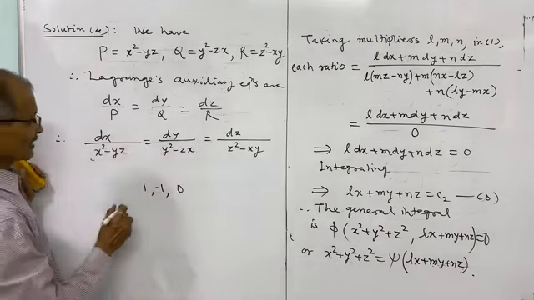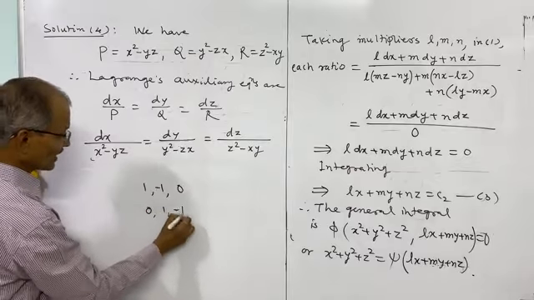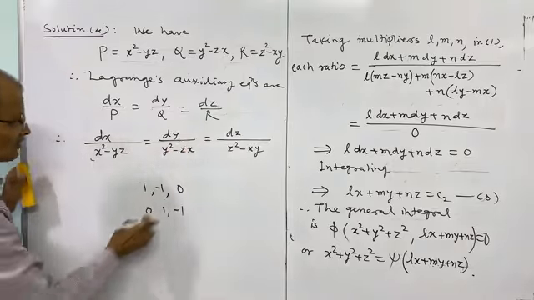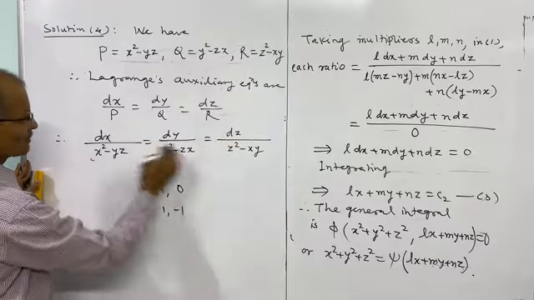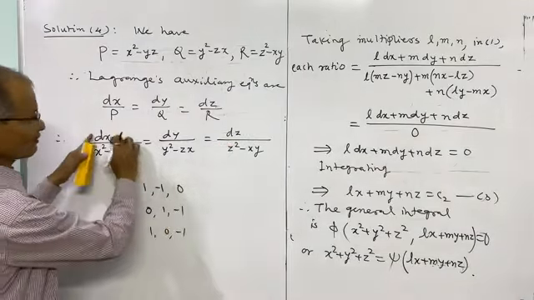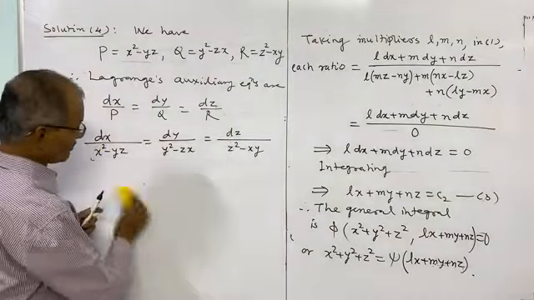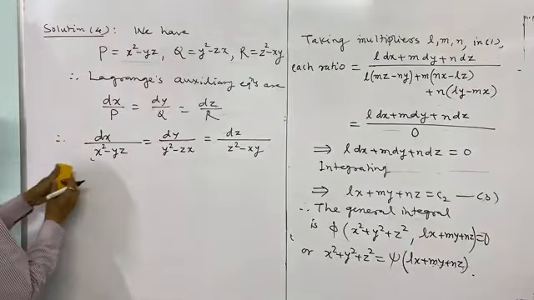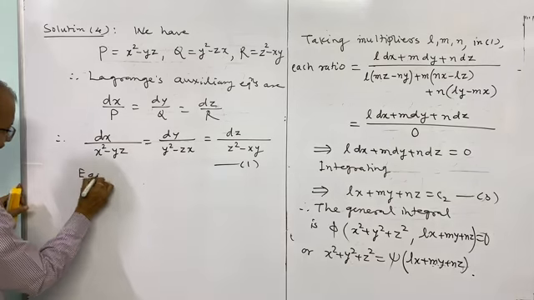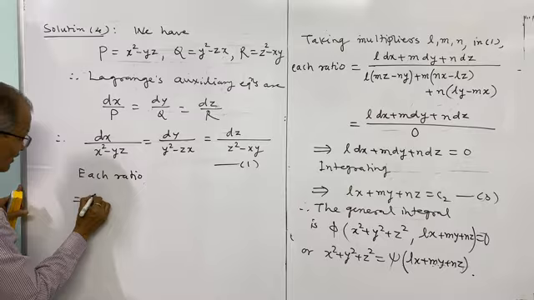And second, we can consider the difference of these two. Then the multiplier will be 0, 1, minus 1, and that will give dy minus dz. And finally we take the difference of these two, that is first 1, 0, minus 1, that will give dx minus dz. Therefore each ratio is equal to dx minus dy.